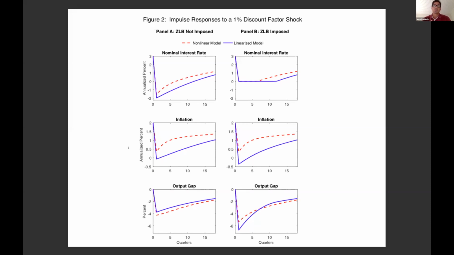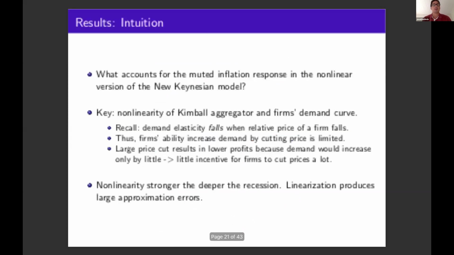The recession is so severe that the firms that are allowed to optimize are going to choose to adjust their prices very little to the deterioration in economic activity, because they perceive basically that the demand is vertical, so they get no further profits from cutting prices.